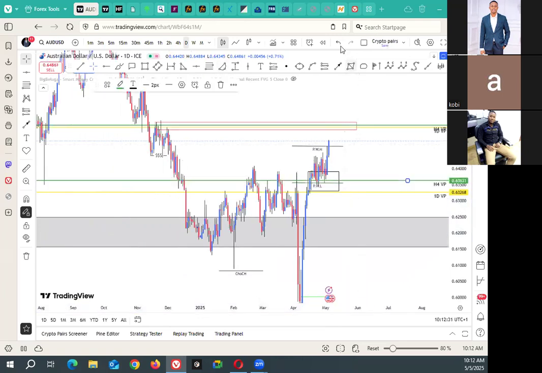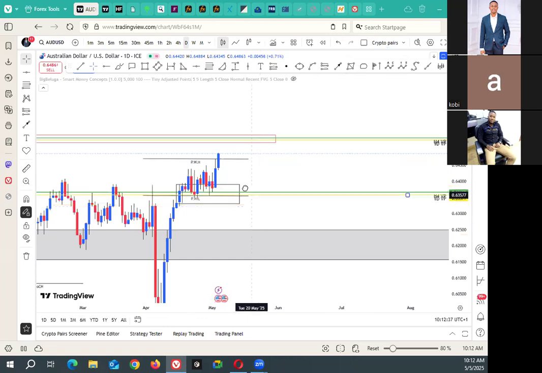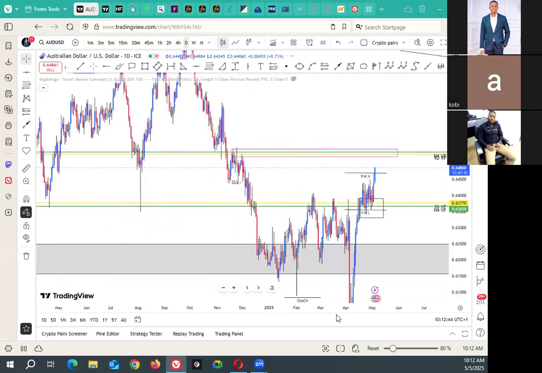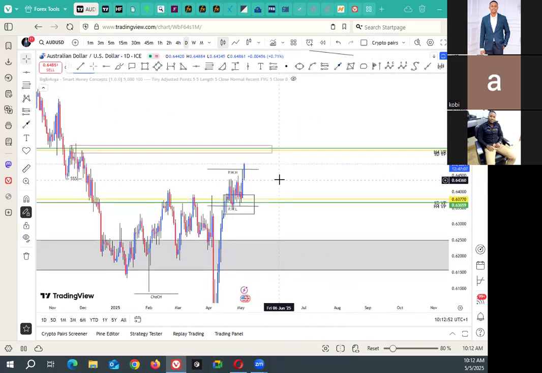Then on the daily time frame, the demand zone I see currently is this particular candle here. This particular candle, that is the demand zone I see. And then the supply zone, we have already marked out the supply zone far back. And this is the supply zone we see here on the daily time frame. So this is what I see on AUD USD.